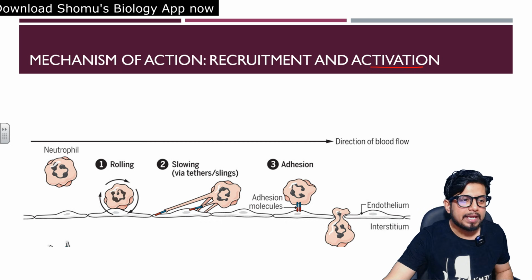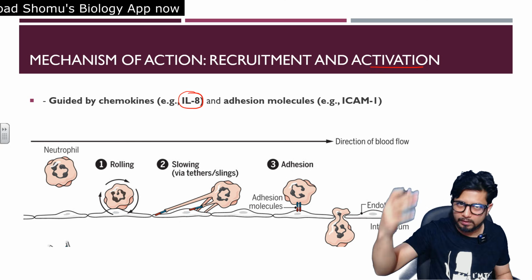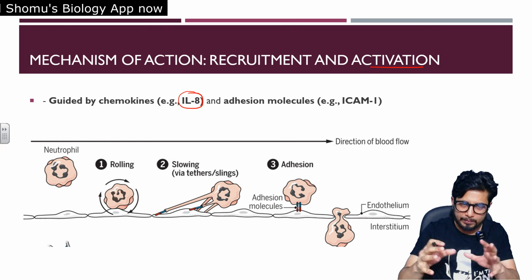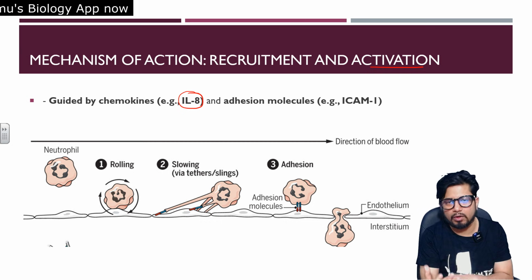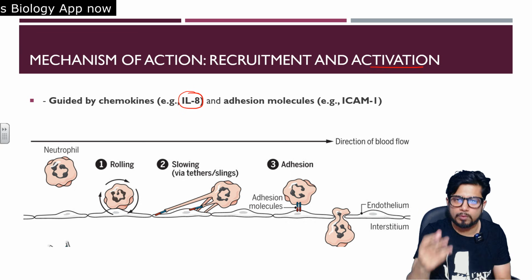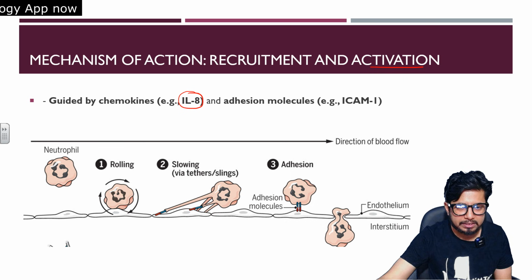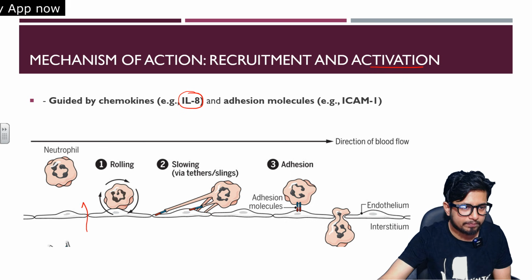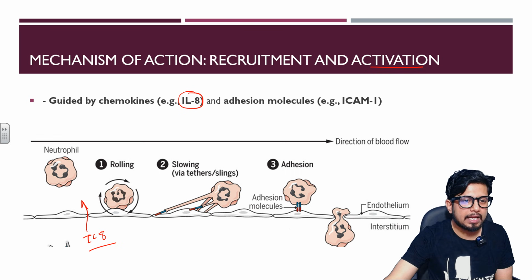How is it done? They use interleukin 8. Basically, whenever interleukin 8 is released from any tissue which is injured or being infected or under the inflammatory response, that is a signal. You can see IL-8 is being released by this tissue because there is damage, there is an active infection. So these neutrophils get attracted to interleukin 8.